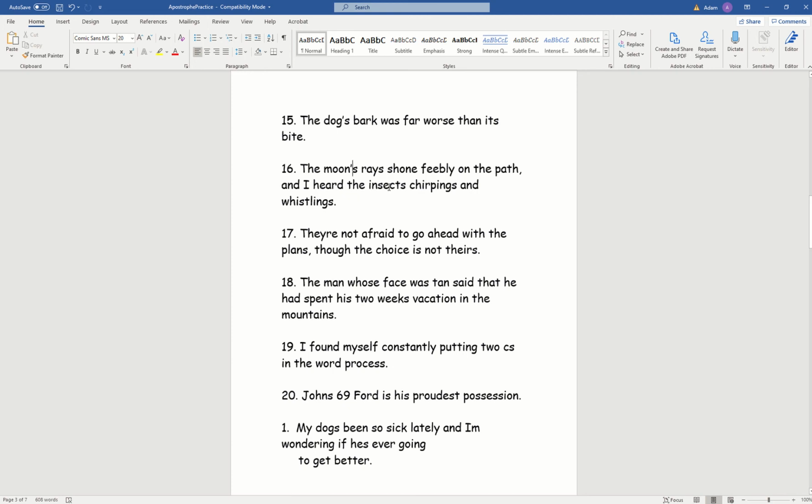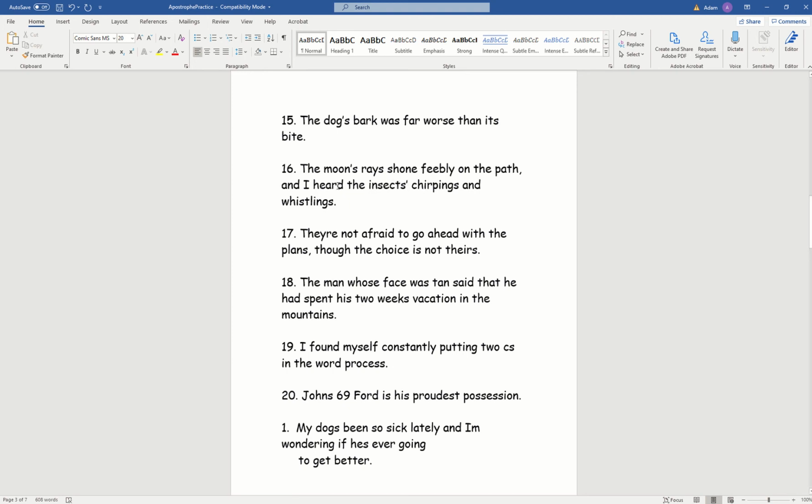And I heard the insects' chirpings and whistlings. Okay, is there possession? Yes. The chirpings and whistlings belong to the... Depends on what you want your sentence to mean here. If I think the chirpings and whistlings belong to an insect, then insect does not end in S, so it would be apostrophe S. There's one annoying bug out there, he's chirping and whistling. If I think there's a whole bunch of annoying bugs out there and I hear all of these insects, then I'm going to say the chirpings and whistlings, they belong to the insects. Insects ends in S, so it would be S apostrophe. Again, either one is fine depending on what the sentence means.